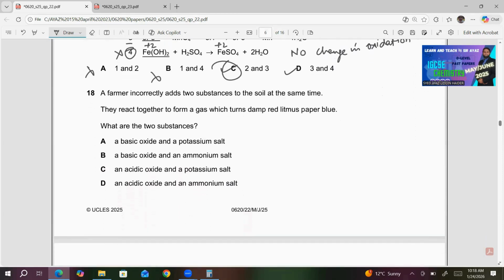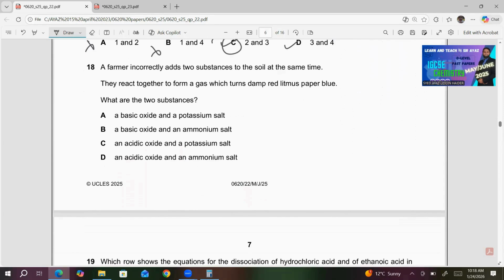Number 18. A farmer incorrectly adds 2 substances to the soil at the same time. They react together to form a gas which turns damp red litmus paper blue. What are the 2 substances? Now the gas that turns red litmus paper blue, we know that it must be ammonia. Ammonia is an alkaline gas. It will turn litmus paper from red to blue. So there must be a basic substance present reacting with this substance.